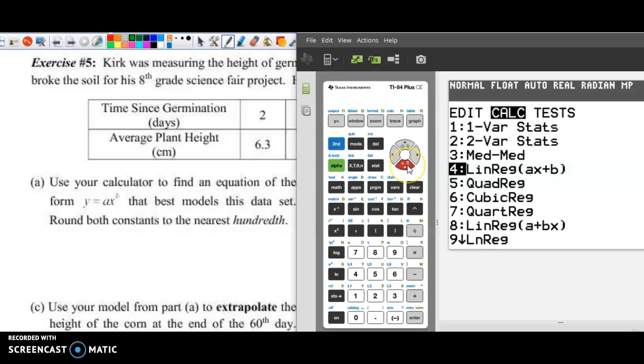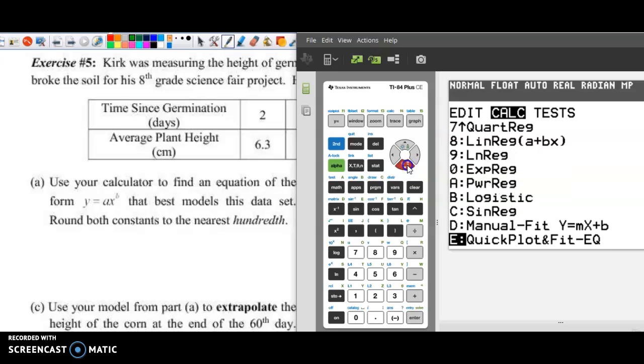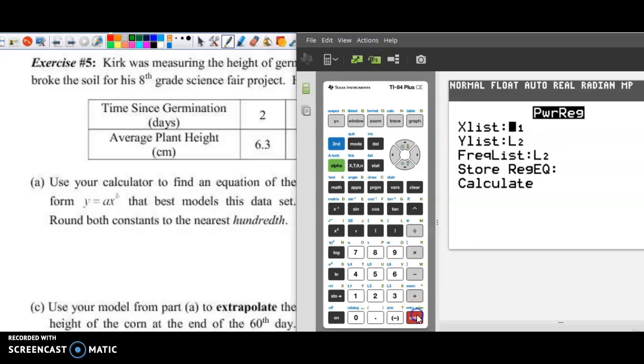But this time, I think what we want is a power regression, because we don't know what kind of exponent we have. So I think it's this button. List 1, list 2. Let me clear this out. I'm not sure what that was.